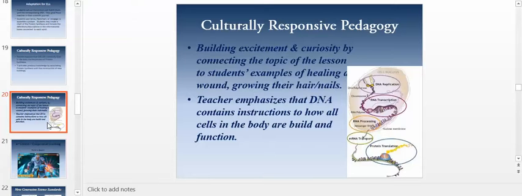Also, I think as a teacher, I would emphasize that DNA contains instructions for how all cells in the body are built and function. So again, bringing up the importance and the relevance of this topic.